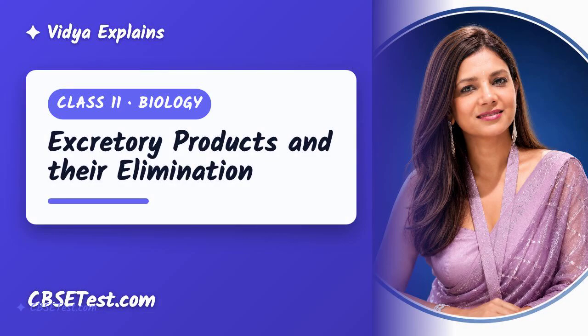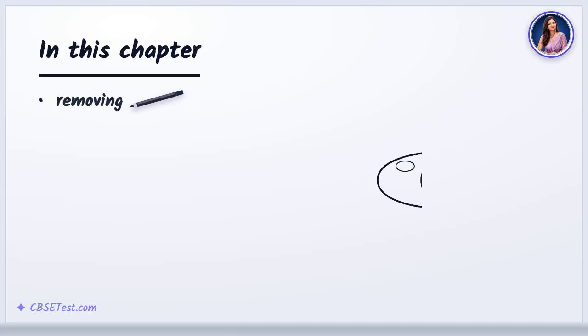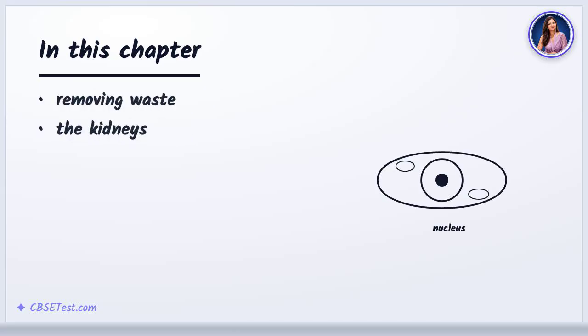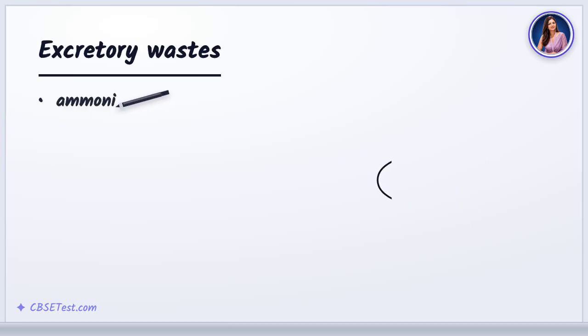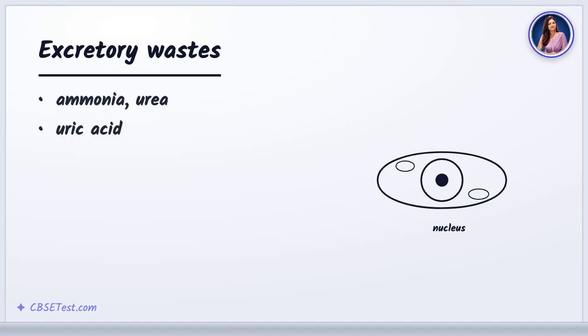Let's learn excretory products and their elimination together, step by step. In this chapter, we study excretion, how the body removes nitrogenous waste, the structure of the kidneys, and how urine is formed and eliminated. Breakdown of proteins produces nitrogenous wastes.